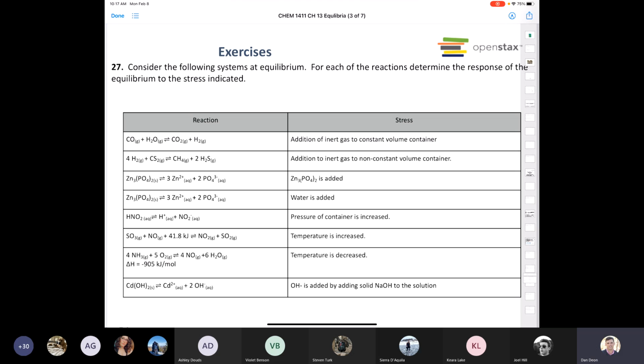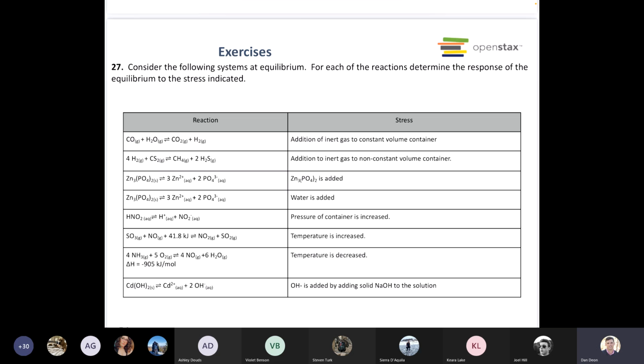All right, so let's take a look at these. It says determine the response of the equilibrium to the stress indicated. No calculators, right? Don't need anything. Just need your brain and a little bit of thought, maybe a pencil if you want to scribble on a page, but that's about it. So we look at the first one. You have carbon monoxide plus steam gives you carbon dioxide plus hydrogen. That's in equilibrium. Then you add an inert gas to a constant volume container.